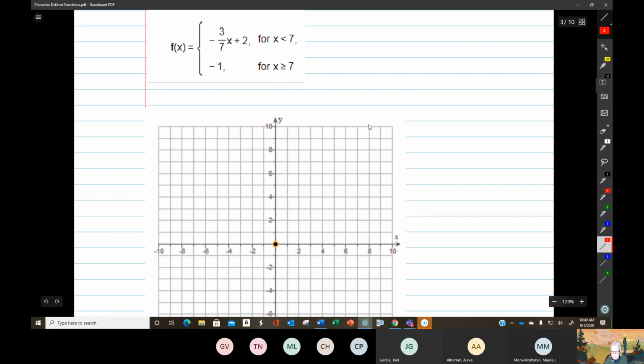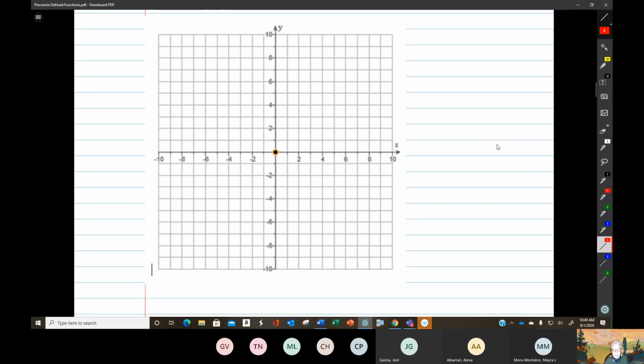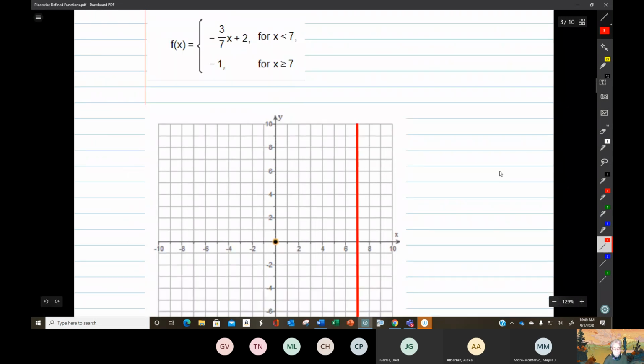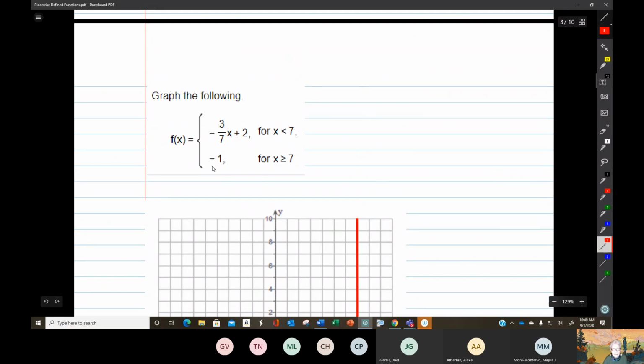Let's see, wait a minute here. Okay, that's 8, that's 7. That's where the separation occurs. Now these are both straight lines, so all I have to do is find 2 points for each one, but there's a catch. Wait and see. Let's see, so I might as well make that green. I'm going to make that green.